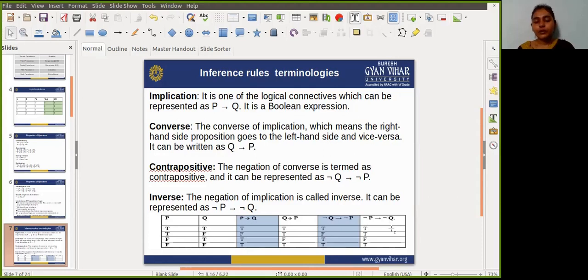Now for the inverse, the negation of the implication is called the inverse, meaning not p implies not q is called the inverse.